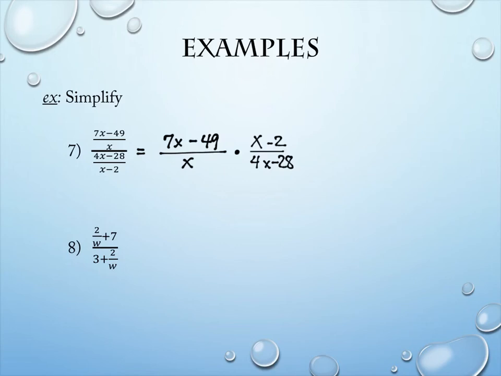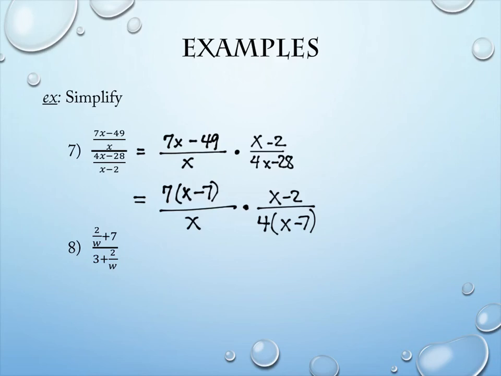Like the last one, the first numerator and the second denominator have pieces that will factor out of them individually. 7x and 49 are both divisible by what? 7. So I'm going to rewrite the first one by pulling out the 7. If I pull a 7 out of 7x, I get, of course, x. What about a 49 and I pull out a 7? I get another 7. X minus 2 on top. How about the denominator 4x minus 28? Pull out a 4, and I'm left with x minus 7.